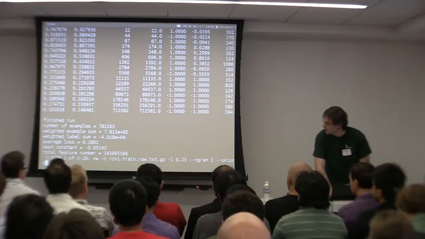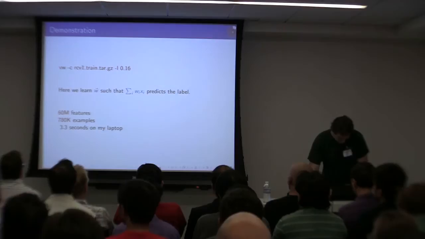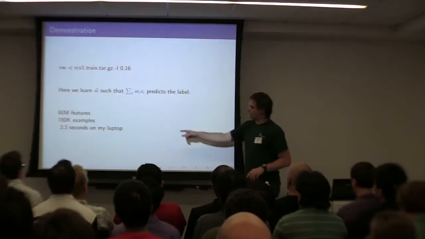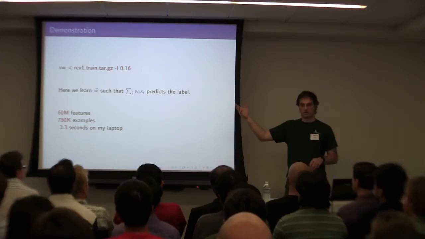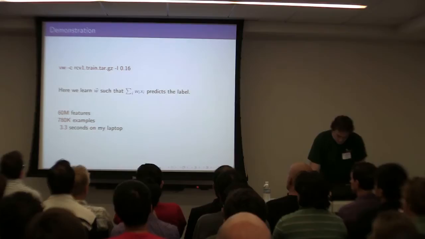Okay, so that's just single machine VW, and it's going pretty fast. We can train in about 3 seconds or so. If you don't throw in the ngrams and skipgrams, you get about 60 megafeatures. And you can learn this predictor from the raw data. And then things work pretty well. But now we want to make things go faster.